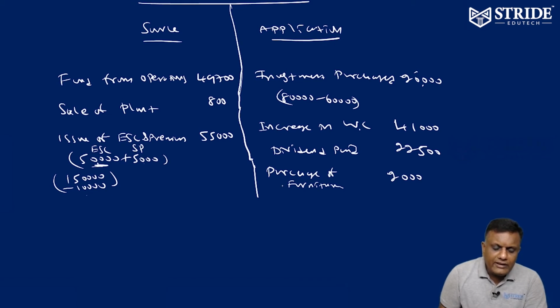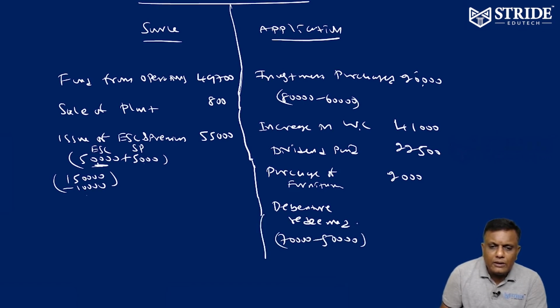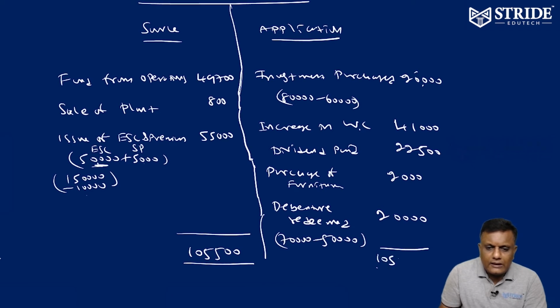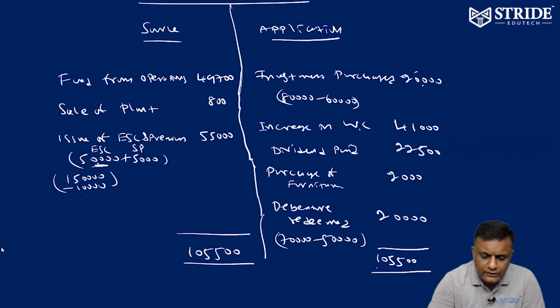Debenture redeemed: opening debenture 70,000, closing 50,000, which means 20,000 debenture redeemed, repaid. So 20,000 debenture redeemed, that's it. Now make a total: 1,05,500. Here also 1,05,500.